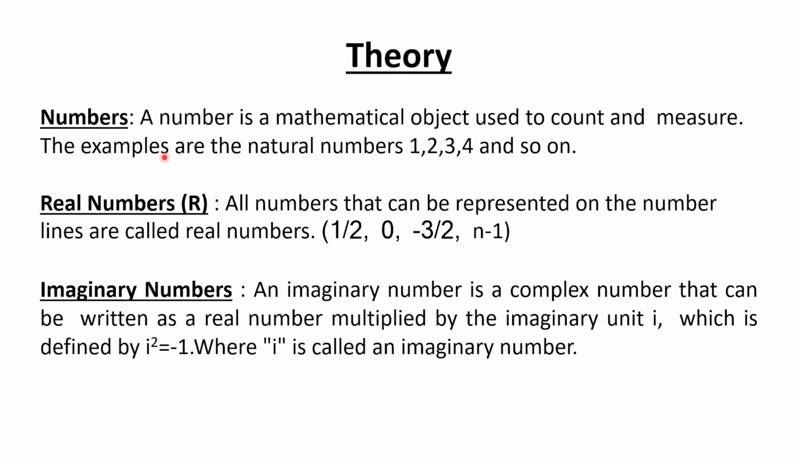Numbers, right? What are numbers? A number is a mathematical object used to count and measure. Examples are the natural numbers 1, 2, 3, 4, and so on. As you can see, a number is nothing but a mathematical object which is used for the purpose of counting and measuring. Let's say we have 5 apples. In order to count those 5 apples, we are going to use numbers 1, 2, 3, 4, 5.